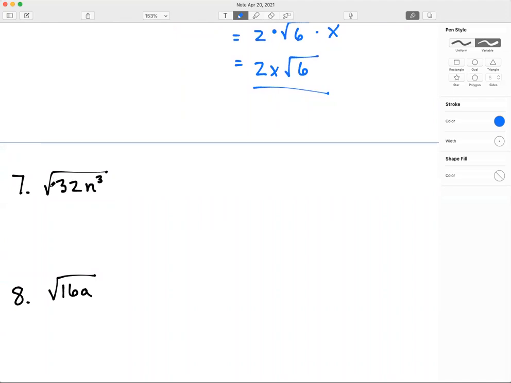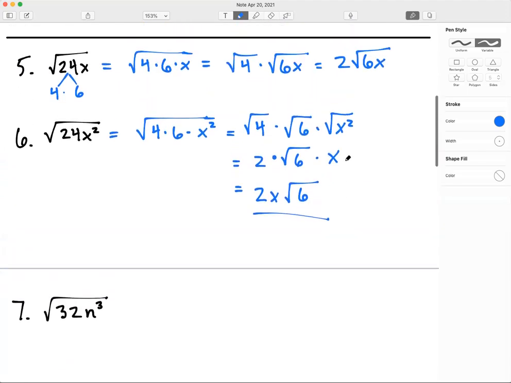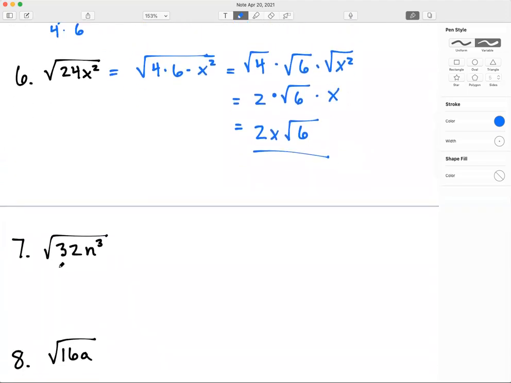All right, so why don't you try this on your own? Now, we got 32. Well, is that a perfect square? Nope. What can we multiply by itself to get 32? Nothing. So we're going to have to find whatever perfect square goes into 32. That would be 16. 16 times what? 2 times n to the 3rd power. So we take the square root of 16, that's easy peasy. And then we've got the square root of 2. And then we've got the square root of n to the 3rd power.